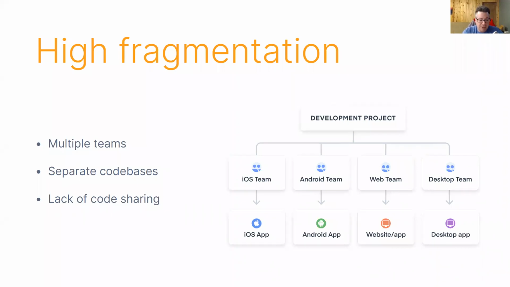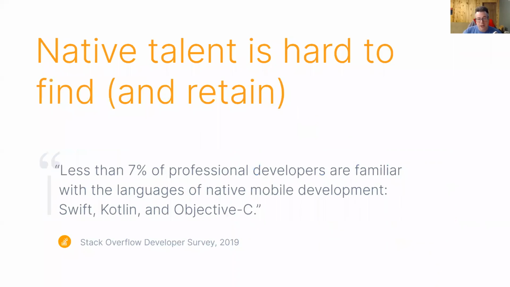And perhaps another great impact to mention here is the lack of code sharing. Because you're using those specific native technologies, you have to, with the native approach, re-implement the same functionality across each platform. And of course, that's again for feature parity. That's easy to get wrong as different developers interpret requirements differently, and all those types of things that can happen with fragmentation. And last, again, native talent can be harder to find and retain because, as we see here from a recent Stack Overflow survey, less than 7% or so of professional devs are even familiar with native mobile development technologies.